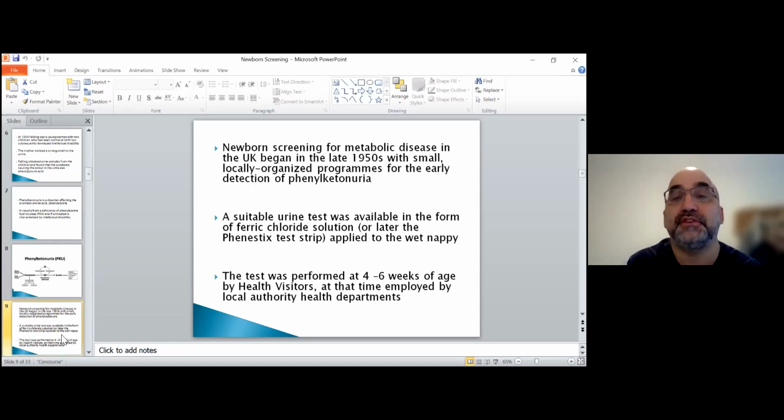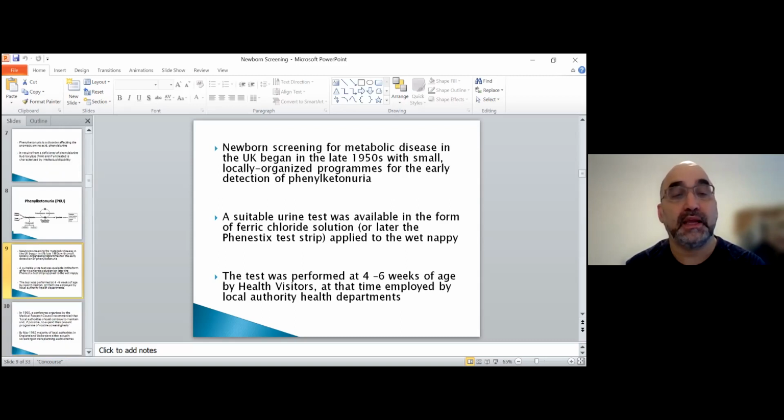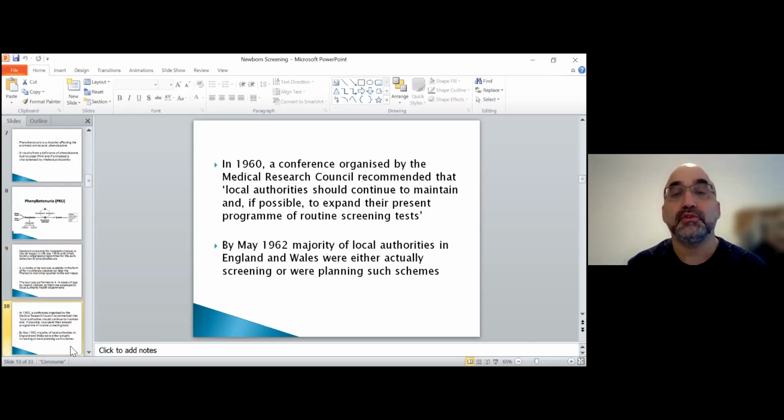So as I said, one of the first diseases to be screened in the UK. Screening started in the 1950s with just a patchy program where small labs across the country started to check for phenylketonuria. At the time, they used a urine test for screening, and they used ferric chloride solution applied to the wet nappy of the babies when they were about a month and a half or a month old. And health visitors actually went to the baby's home and did that for them. So the beginning of newborn screening started from this work on the urine.